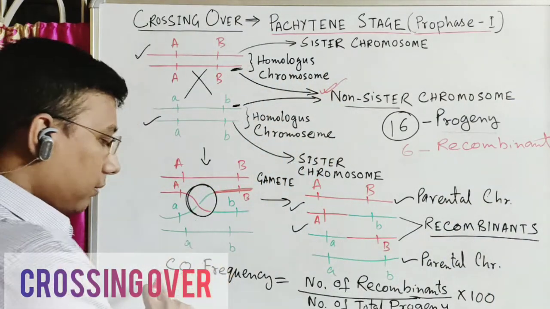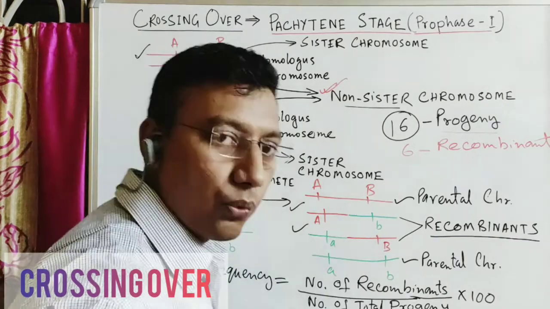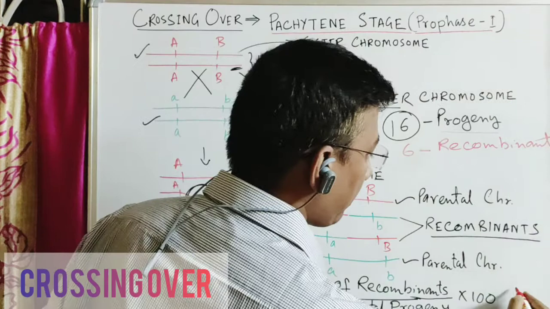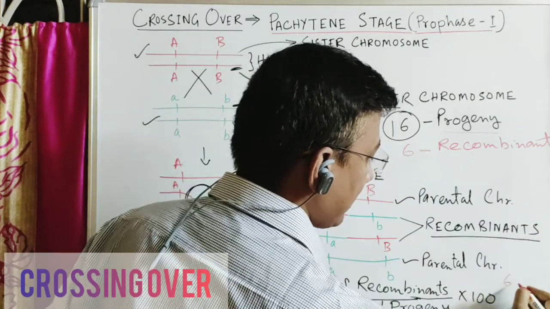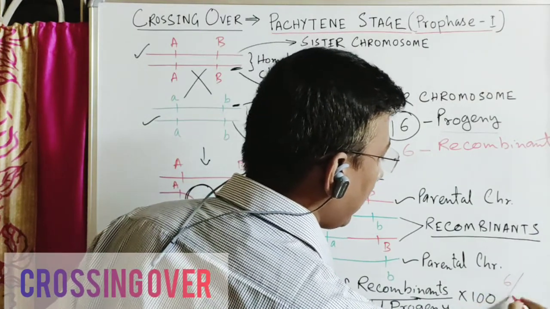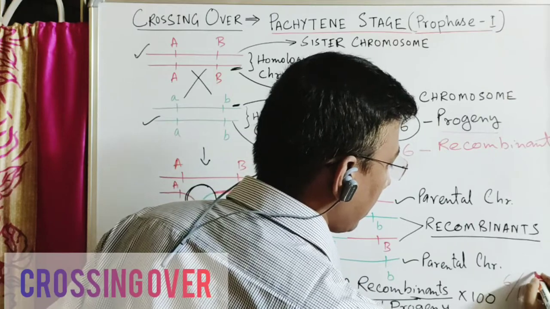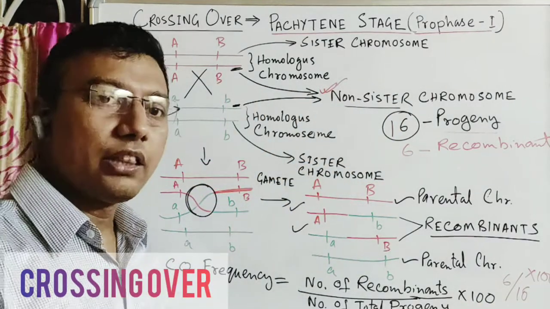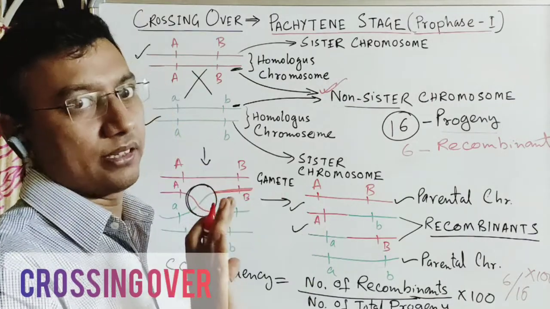So the crossing over frequency will be 6 by 16 into 100. Then we will get the crossing over frequency.